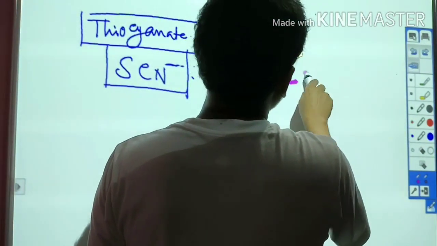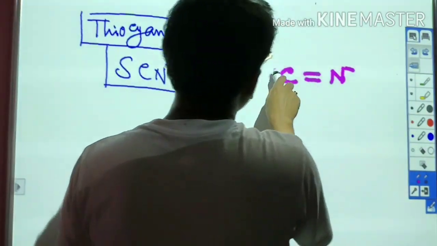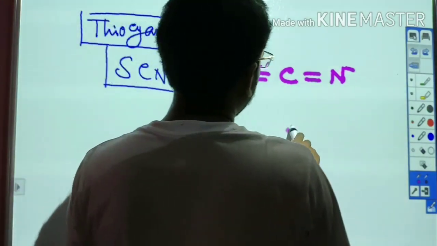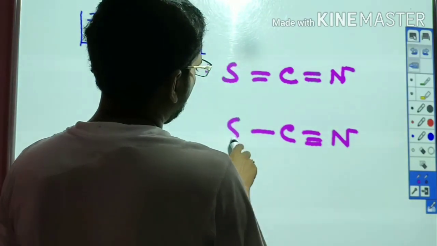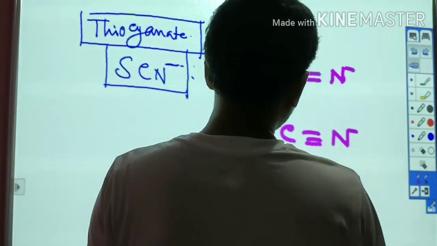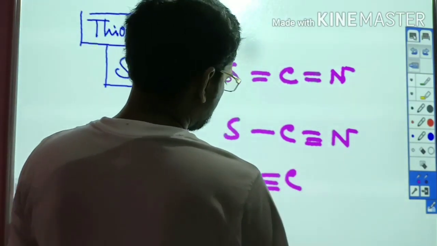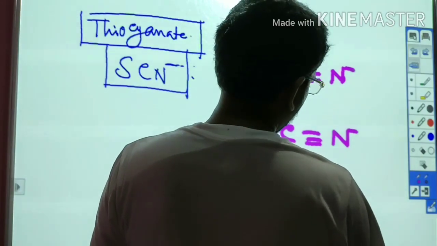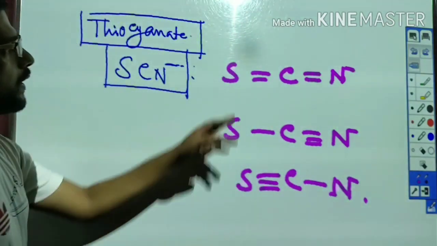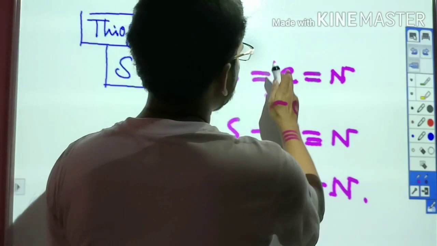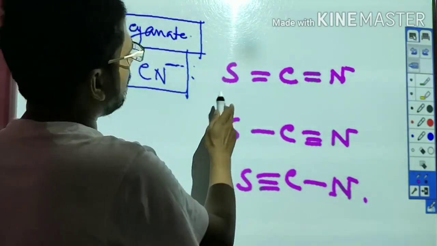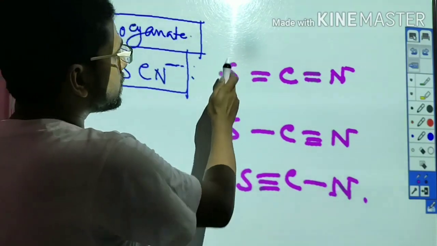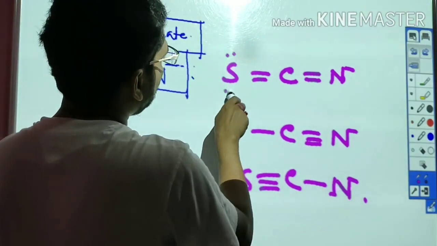C is the center, so C double bonded N, double bonded S, one possibility. C triple bonded N, single bonded S, another possibility. C triple bonded S, single bonded N. These are the possibilities. Nitrogen is happy with 4 bonds, no formal charge. Oxygen like sulfur forms 2 bonds, happy.